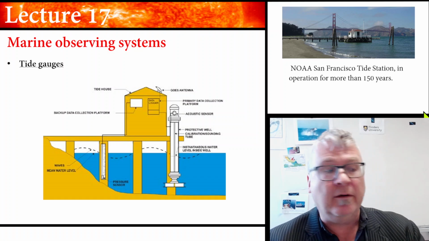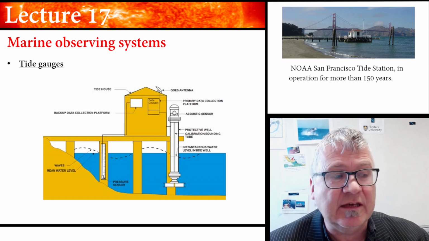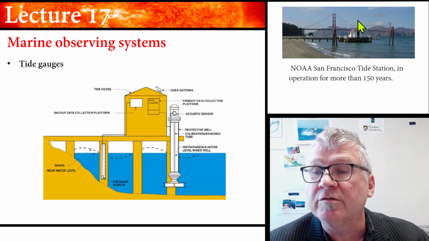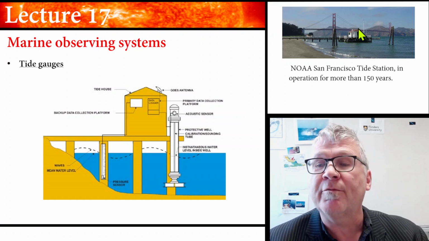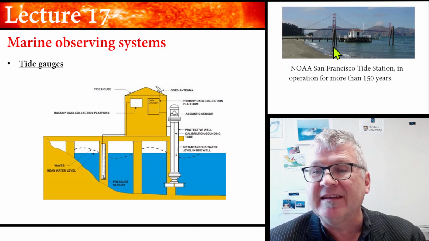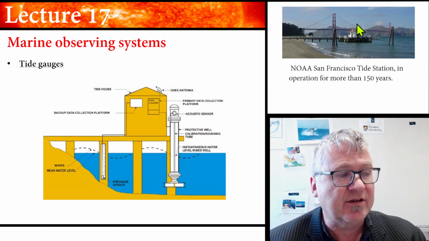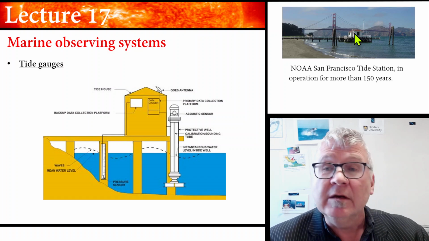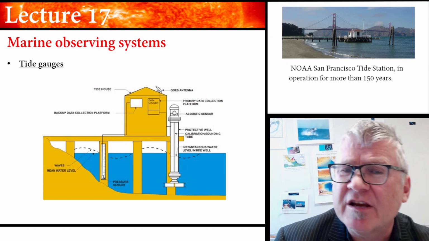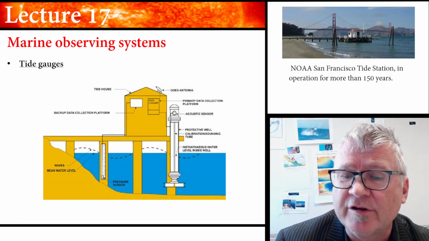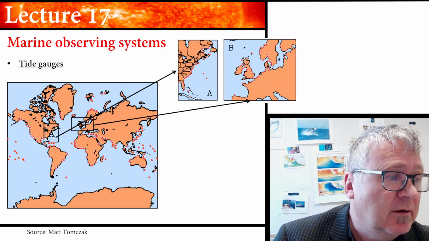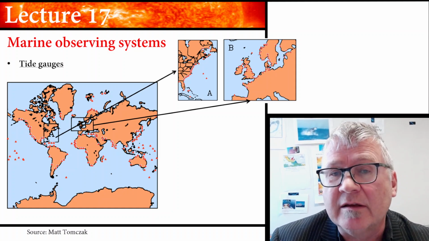All right. Oh, there's an image here above my head. It shows the very old San Francisco tide station run by NOAA, which is in operation for more than 150 years. You have that tide station here. So how do we traditionally measure ocean parameters? So what we do traditionally comes not on this slide, comes on the next slide.